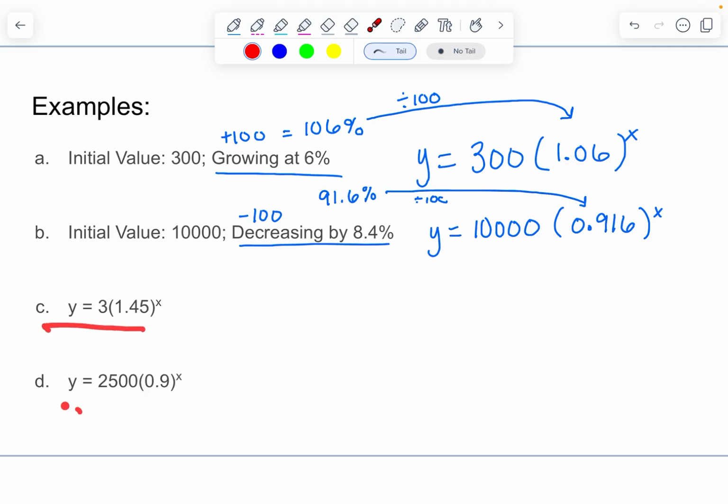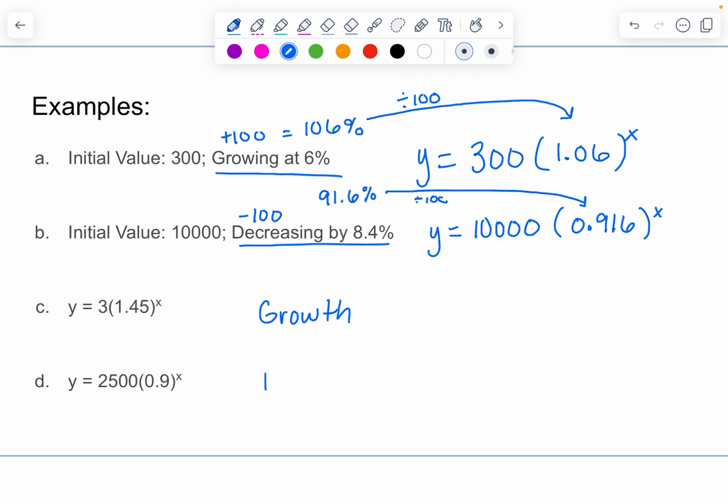So what if they gave me an equation and asked me to be able to tell the percentage of growth or decay? In C, I should be able to look at that and know immediately it's growth, and I know that because the number in the parentheses is bigger than 1. I should be able to look at D and know immediately that it's decay, again, because that number in parentheses is smaller than 1. Now, this 1.45 as a percentage represents 145%. If I multiplied it by 100 to turn it back into a percentage, that's what I would get. This 0.9 represents 90%.